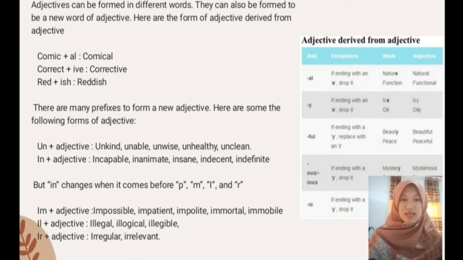But in changes when it comes before P, M, I, and R. For example, in plus adjective becomes impossible, impatient, impolite, immoral, and immobile. Il plus adjective becomes illegal, illogical, and illegible. Ir plus adjective becomes irregular and irrelevant. As you can see on the screen table, you can read it by yourself.